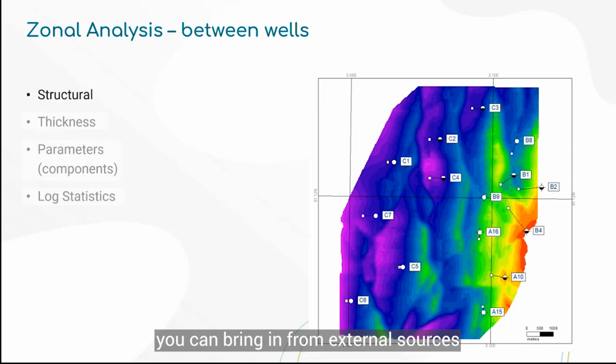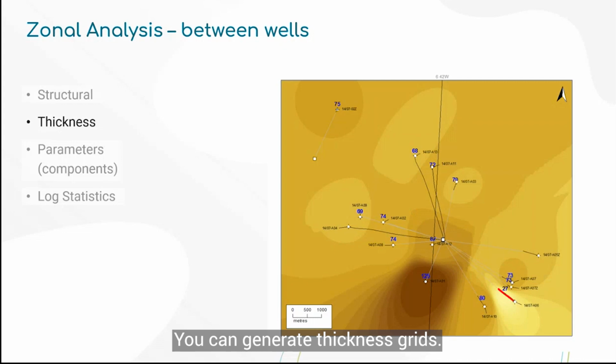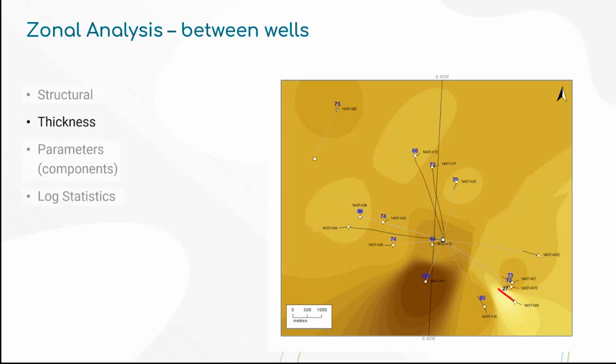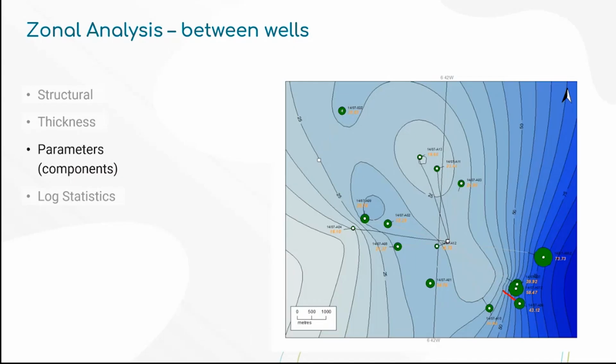You can bring in from external sources or generate your own structural surfaces. You can generate thickness grids. So find a zone, top and base, or multiple zones, and calculate the thickness. Then you've got the parameters. So this is using components. So the parameters that you have set for, like I say, your min solver or your porosity, water saturation, that can all come across and be looked at.